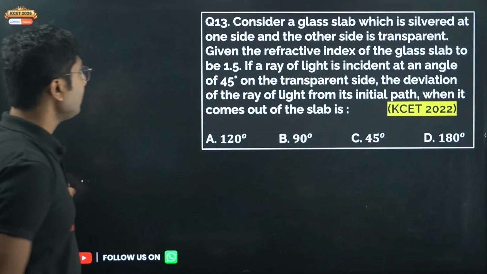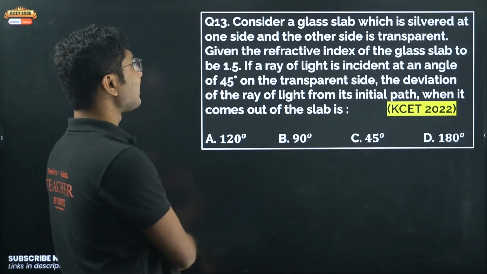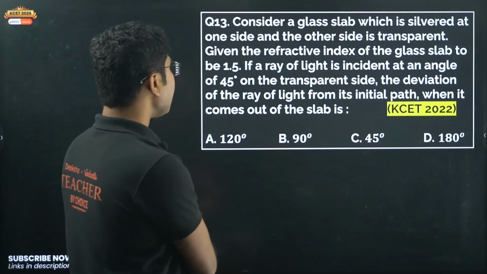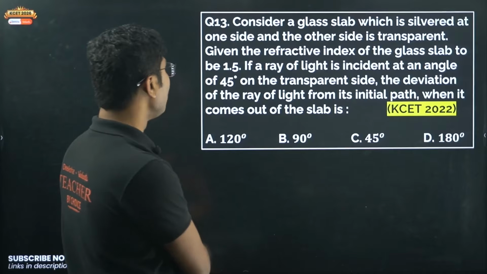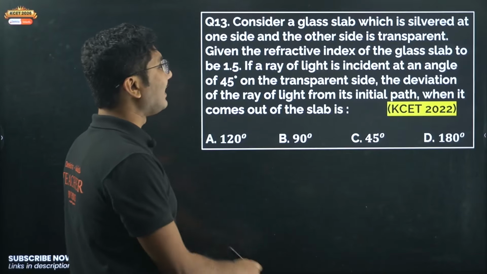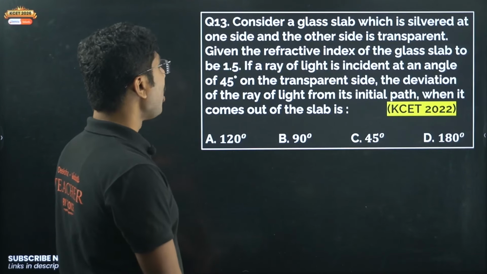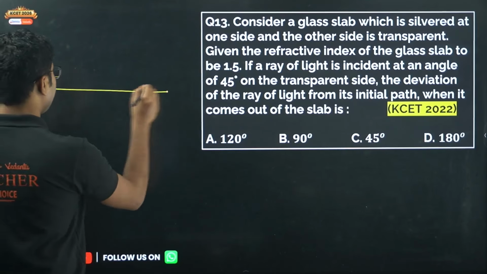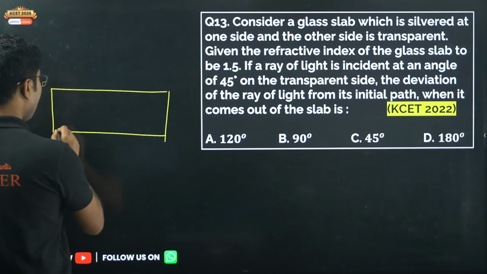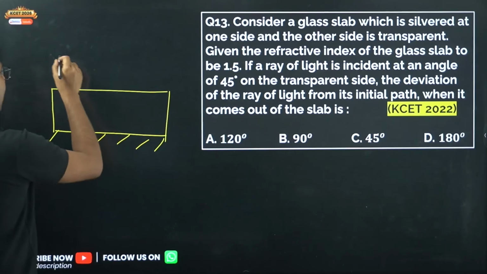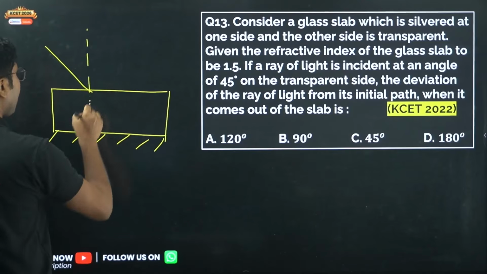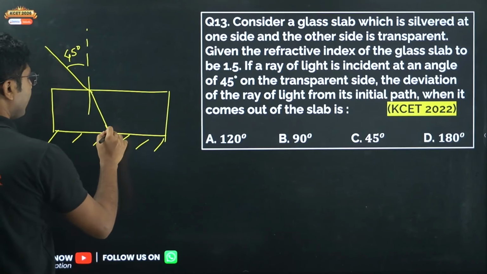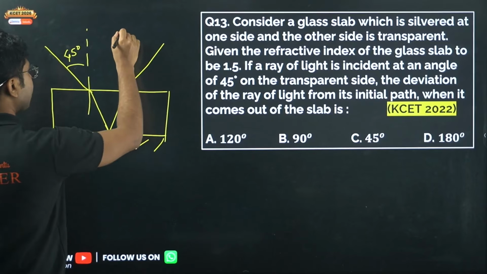Clear? Now next, consider a glass slab which is silvered at one side and the other side is transparent. Given the refractive index of the glass slab to be 1.5, if a ray of light is incident at an angle of 45 degrees on the transparent side, the deviation of the ray of light from its path comes out to be. So it is an easy question. Here we have a glass slab and one side is silvered. A ray of light is incident at an angle of 45 degrees. It falls over here, it goes there, then it comes out like this.